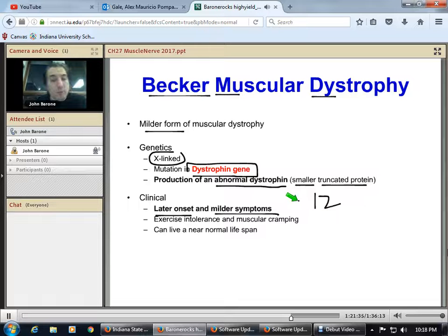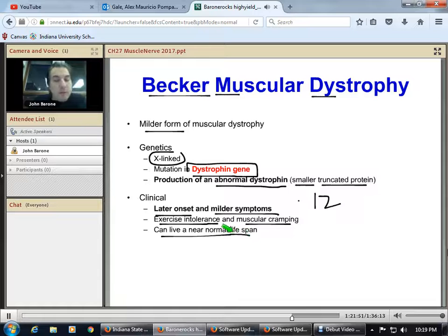So here's my rule. If they're still walking at 12, it's Becker's, because Duchenne's is in a wheelchair by 10. So if they're walking at 12, it's Becker's. Now it takes them a lot longer to go in the wheelchair. So they can live a long time.